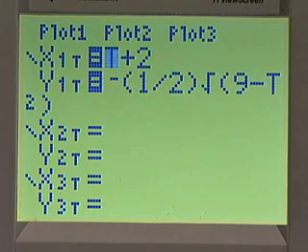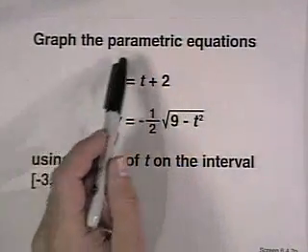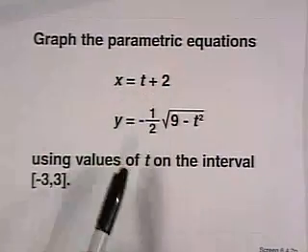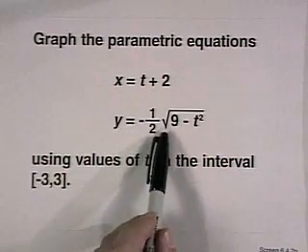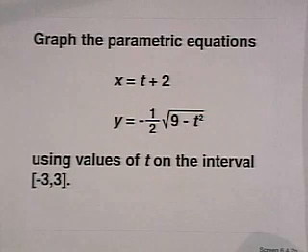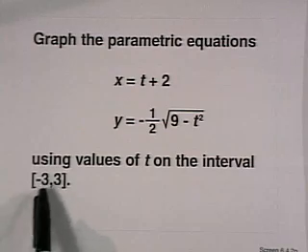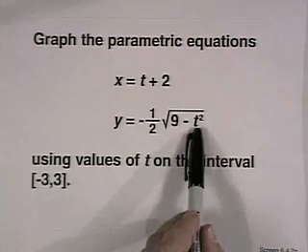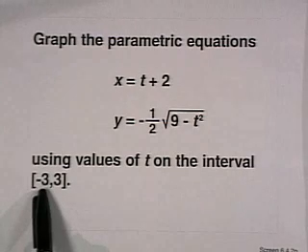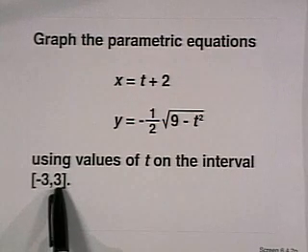I've already entered our first set of parametric equations into this calculator. Let's take a look at them and talk about the interval for a second. We want to graph the parametric equations x equals t plus 2 and y equals negative 1/2 times the square root of 9 minus t squared. We should always identify some values that will allow t to take on different values. We want our t in this case to be on the interval -3, 3.